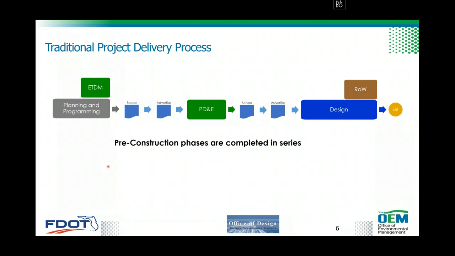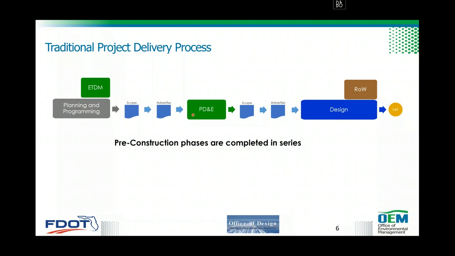Outline of the traditional project development process, focusing on the pre-construction process. You start from planning and programming of your project, and then we do more of environmental screening through ETDM screening, EST2. We use the information from planning and ETDM screening to scope the PD&E study, and then we advertise to acquire the consultant who's going to be doing the PD&E study. Then we move into the PD&E phase where we create the environmental document. The end goal is approval of a PD&E study by accepting location design concept approval.